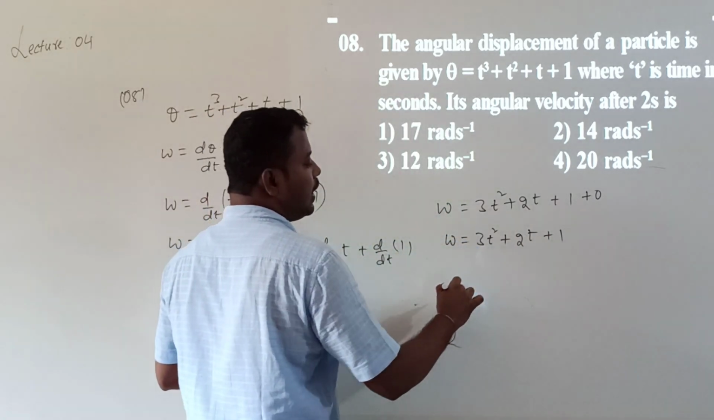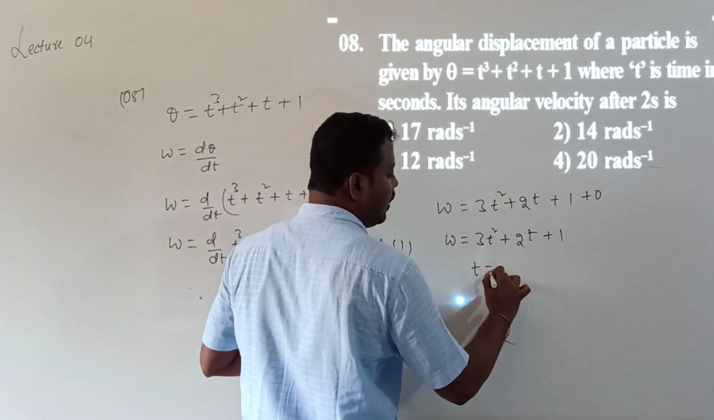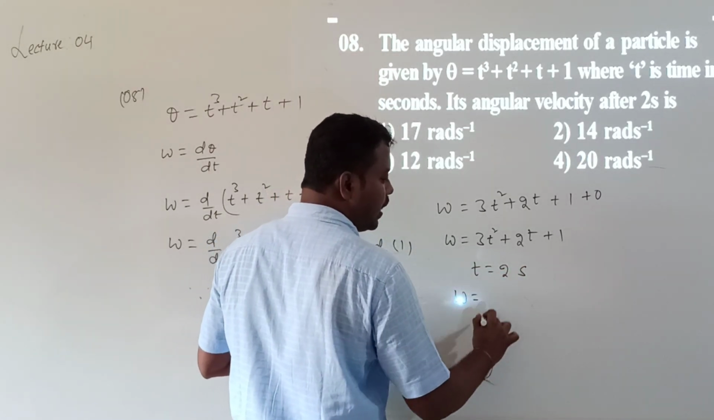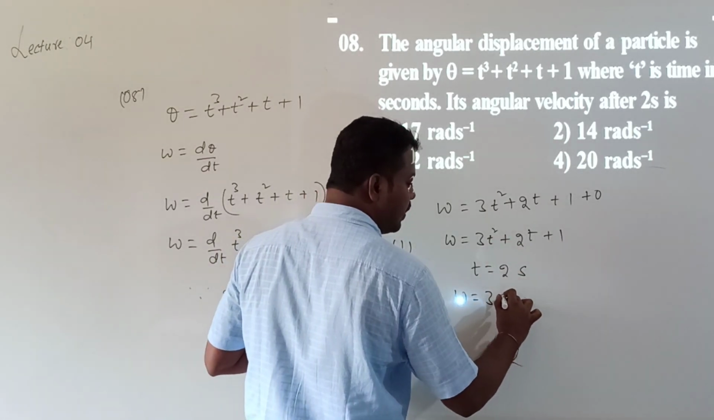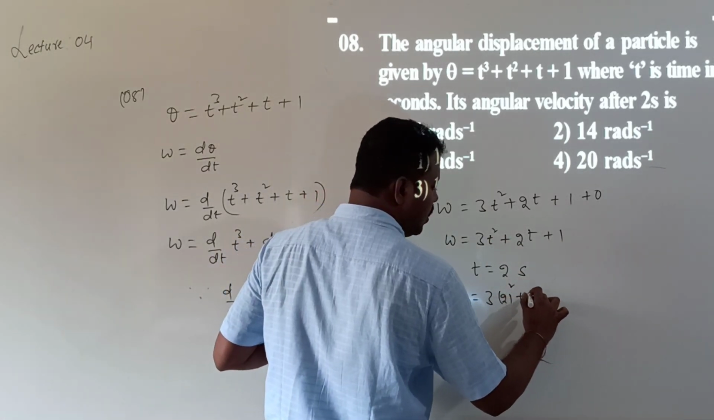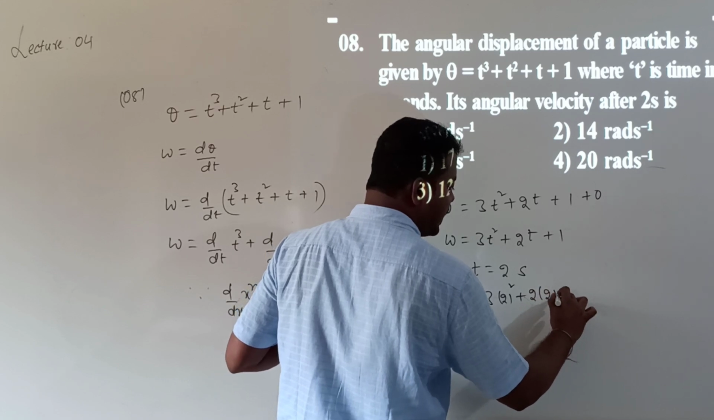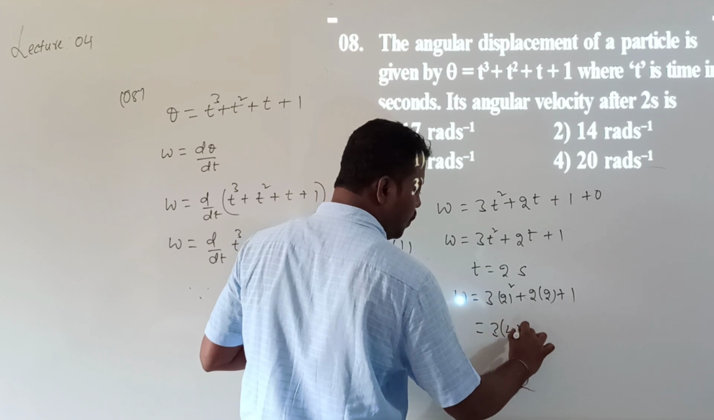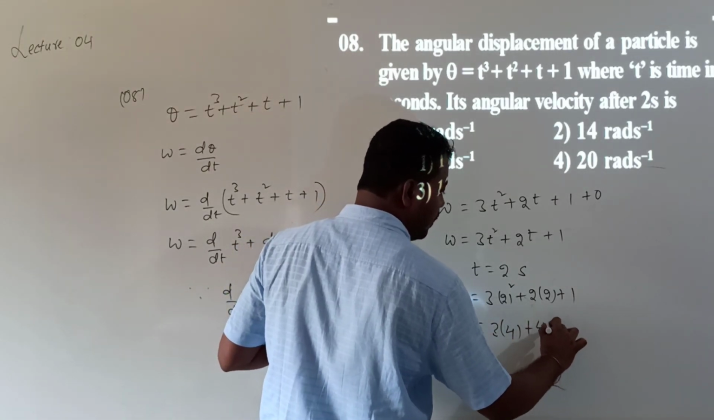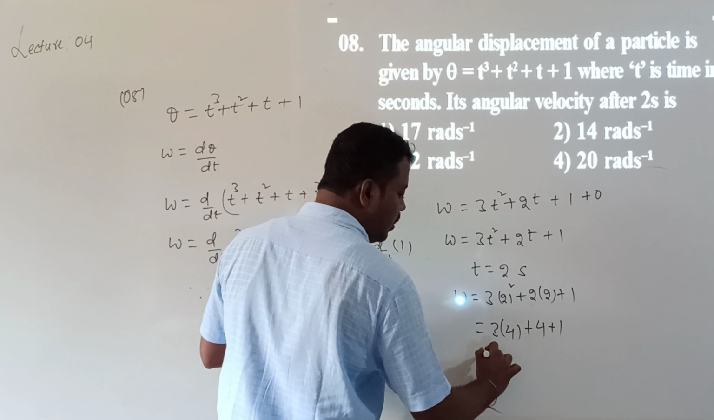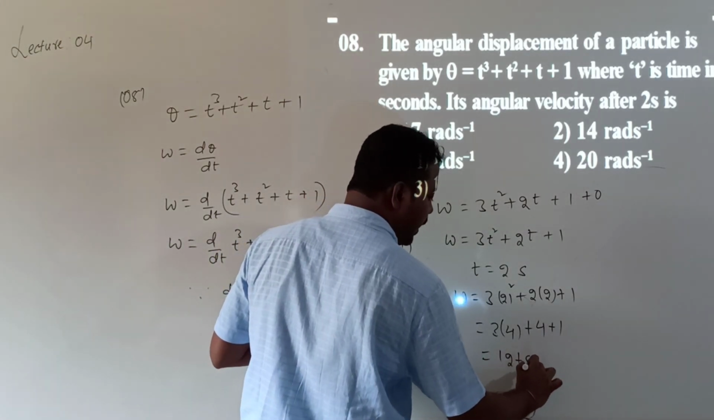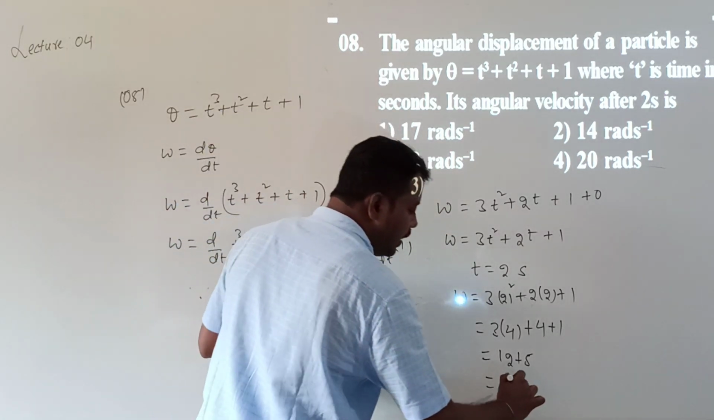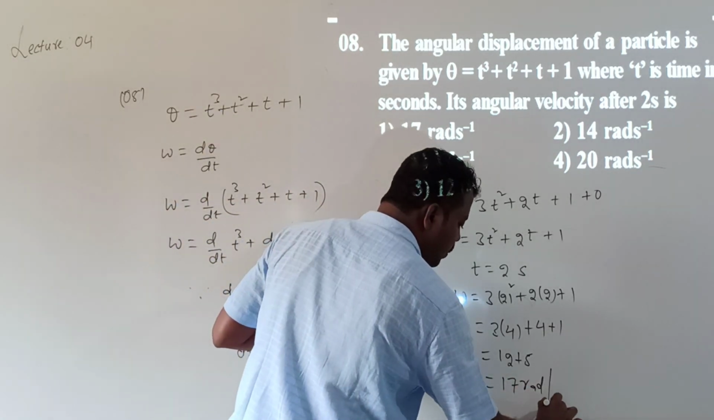They are asking for the angular velocity after how much time? t is equal to 2 seconds. When t is equal to 2 seconds, what is omega? 3 into 2 square plus 2 into 2 plus 1, which is equal to 3 into 4 plus 4 plus 1, which is 12 plus 5, equal to 17. What are the units? Radian per second.